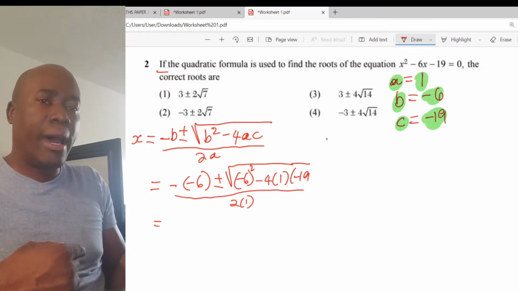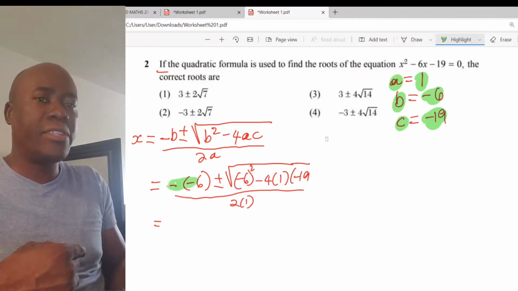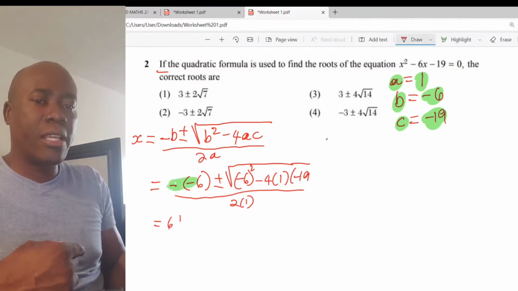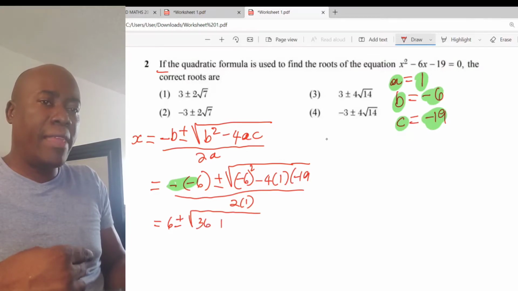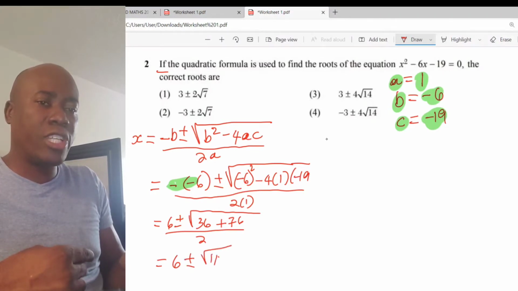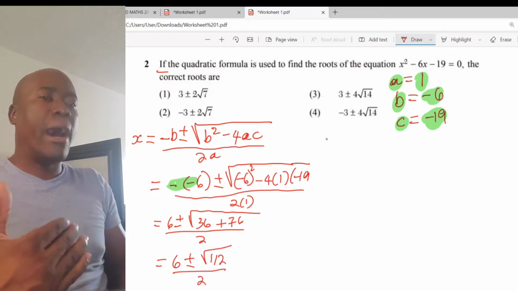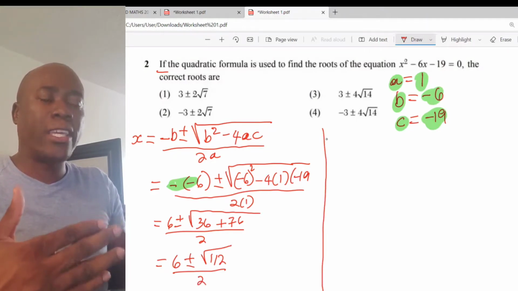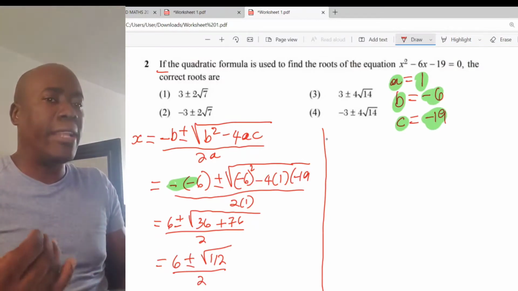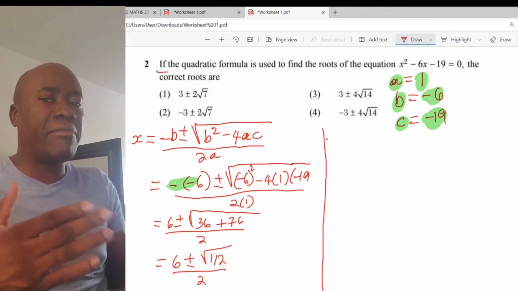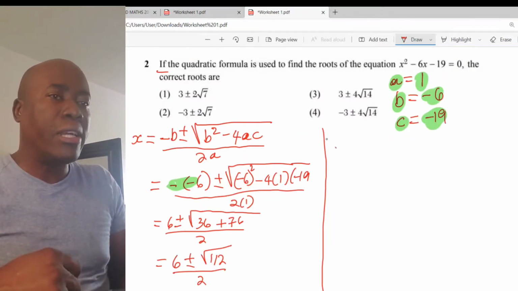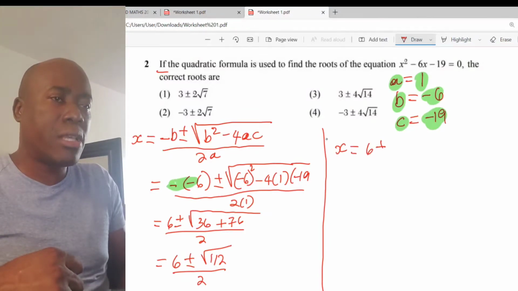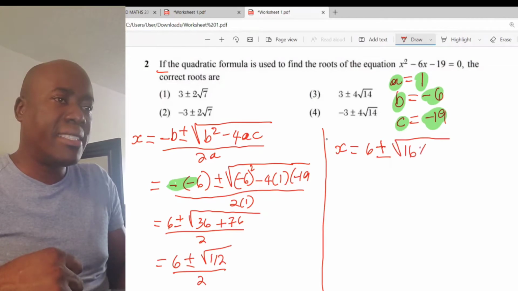Let's go a little further. This part, based on the fact that these are 2 negatives here, is going to be a positive. So that is just going to be 6, plus. So 6 plus or minus the root of 36, and then this will give me 76, all over 2. And let me continue. This is going to be 6 plus or minus, when we add these, we'll get 112 over 2. And this is where it comes down now to being very accurate at what you do. We're not going to be trying to find a decimal value there, because this is not a perfect square. But definitely we can find the product of a perfect square and another number under there. So basically then, x is equal to 6 plus or minus the root of 16 times 7.